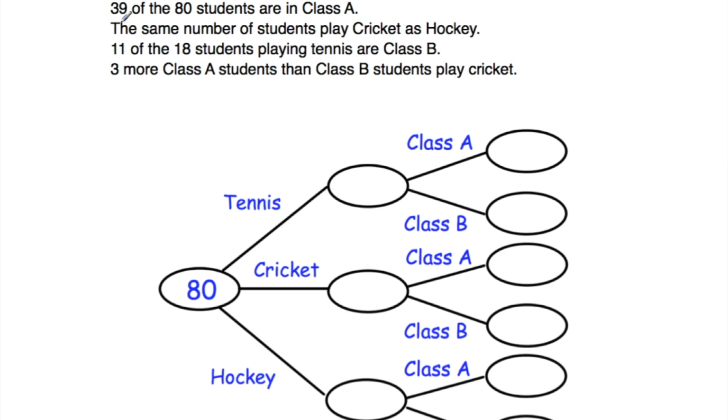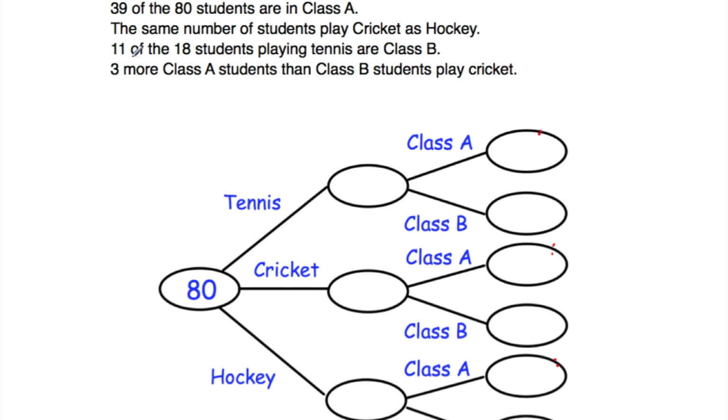Okay, so to begin with, we're told that 39 of the 80 students are in class A. So that means that this number plus this number plus this number would add together to be 39, because we know there's 39 students in class A altogether. We're told the same number of students play cricket as hockey, so these two numbers are the same.